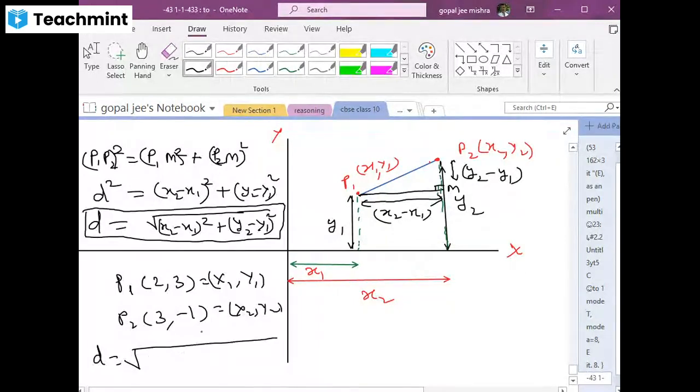That is x2 minus x1. See here, beta, 3 minus 2. So you will put here (3 minus 2) whole square plus (y2 minus y1), y2 is minus 1, you can observe here, (minus 1 minus 3) whole square. Very easily you can get 3 minus 2 equal to 1, 1 square is 1, plus minus 1 minus 3 is minus 4, minus 4 square is 16.